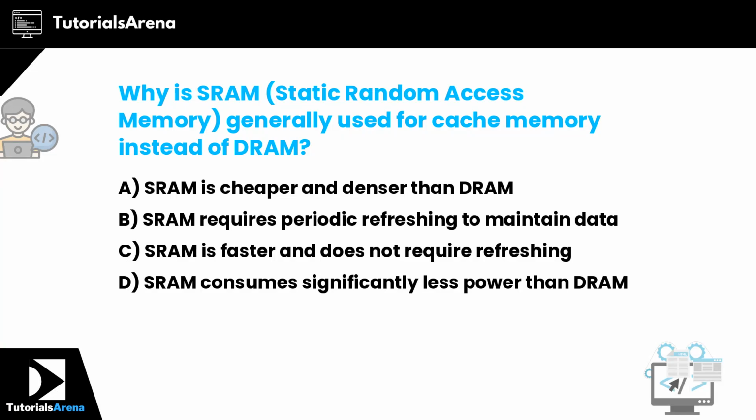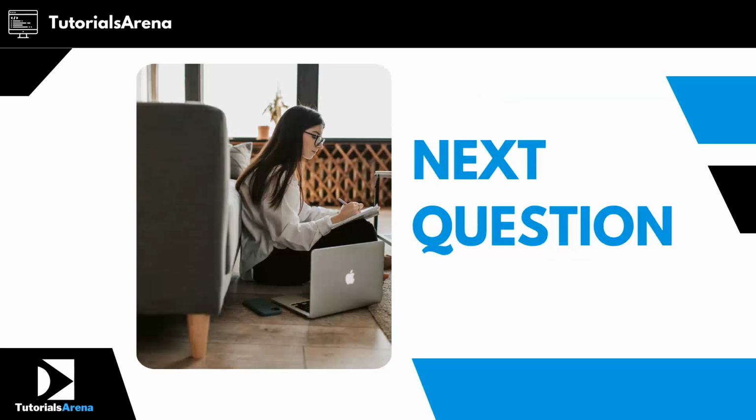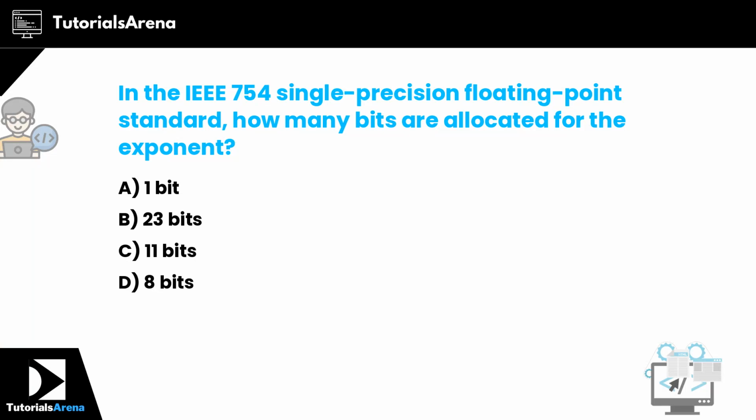Why is SRAM, static random access memory, generally used for cache memory instead of DRAM? The correct answer is option C, SRAM is faster and does not require refreshing. In the IEEE 754 single precision floating point standard, how many bits are allocated for the exponent? The correct answer is option D, 8 bits.